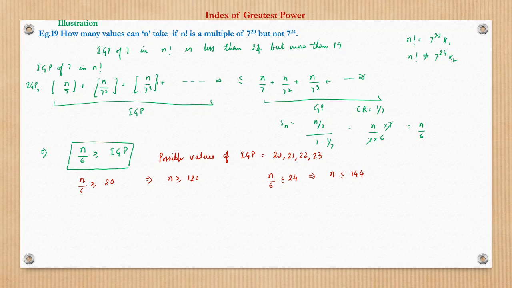I mean, 2 or 3 or 4 points here and there it may go, because this is just an inequality, but it roughly gives me an ideal range in which n will lie. So now let us check the value of the IGP of 7 here. What is the nearest multiple of 7 here? 120, 119 is the nearest multiple. Okay, so let us check now.